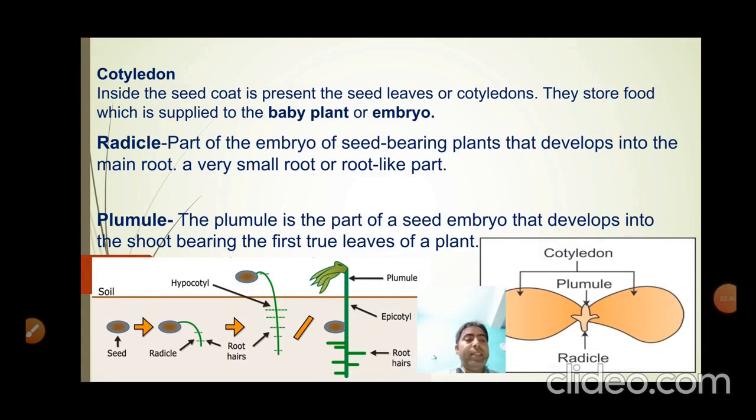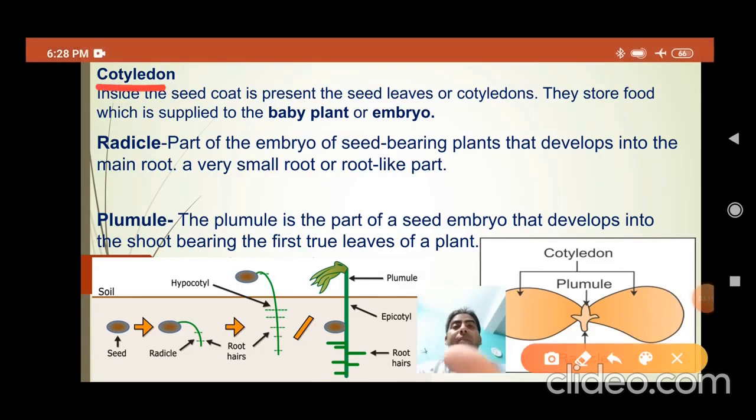Now here you can see the cotyledons. These cotyledons store food for the baby plant. The food stored is used by the baby plant till it grows the first green leaves. Inside the seed coat are the seed leaves or cotyledons. They store food which is supplied to the baby plant or embryo.